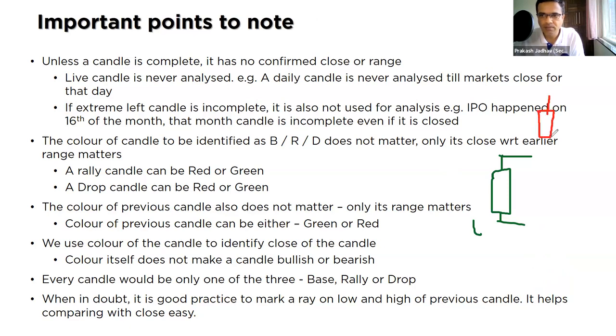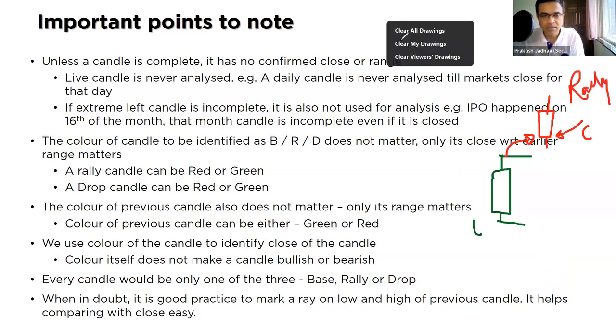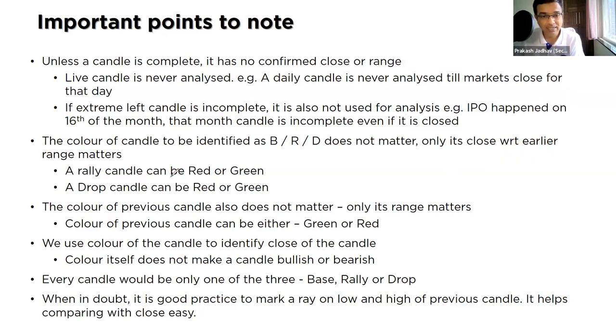This is a red candle, but its close is above the earlier candle's high. So despite the fact that it is a red candle, it is a rally candle. It's a very important point to note that a rally can be red or green, and a drop can be red or green. The color of the previous candle also does not matter. Only its range matters. The previous candle can be either green or red.